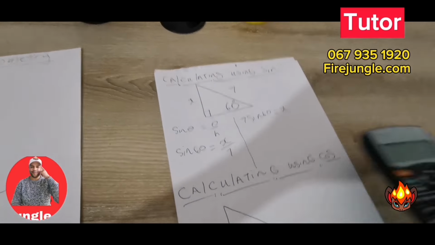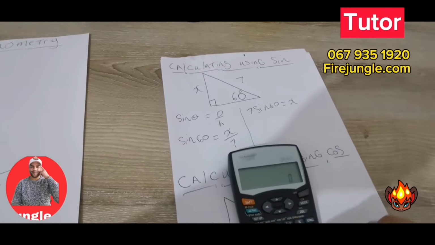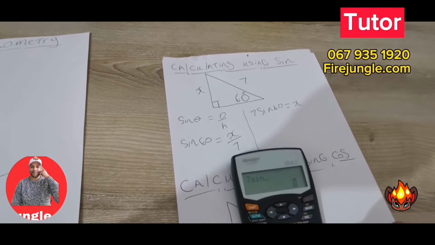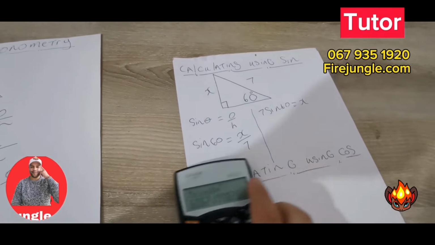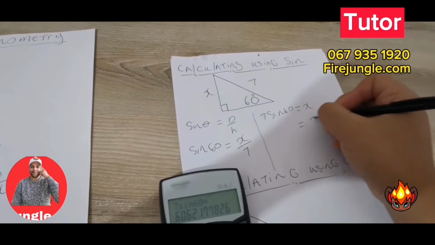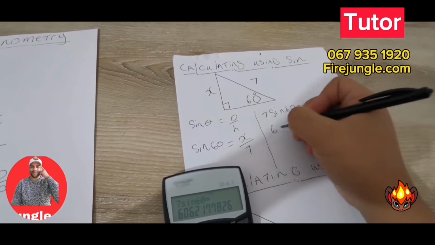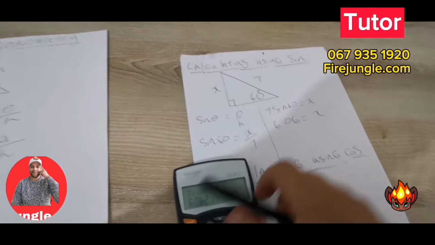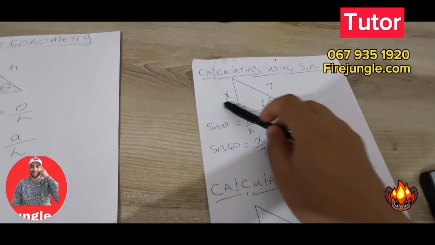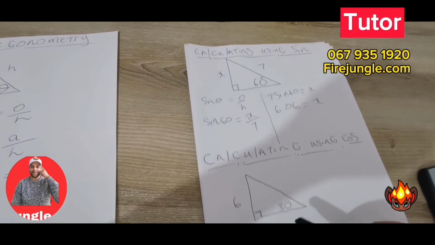And then we can type that out on our calculators and see what we get. 7 sine 60, and we get an answer. x is equal to 6.06. So that's how we solve x.